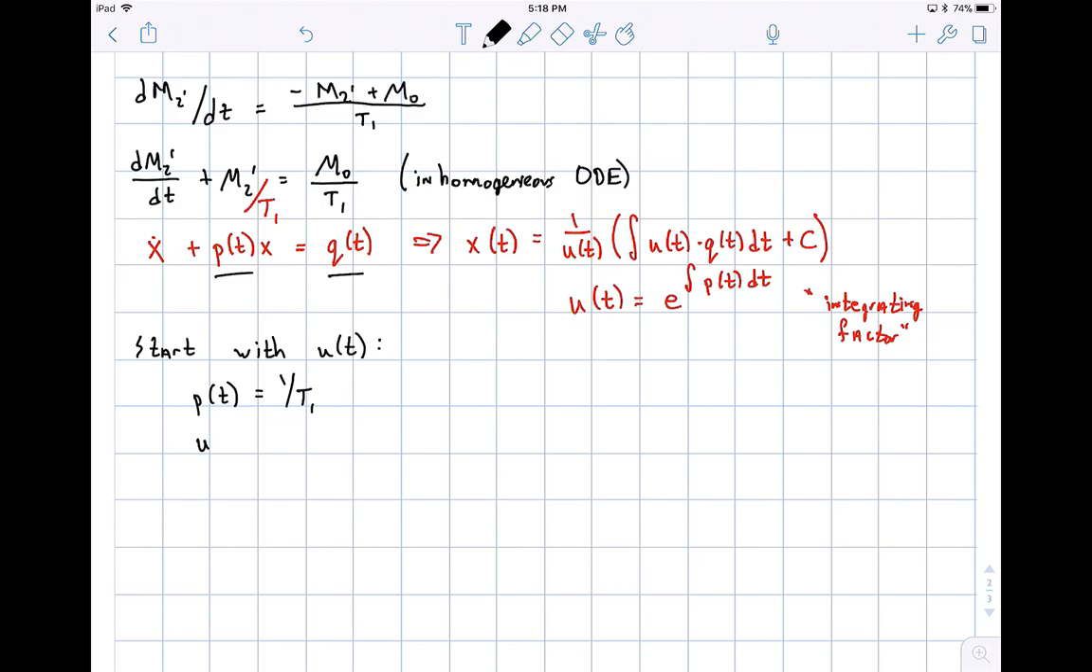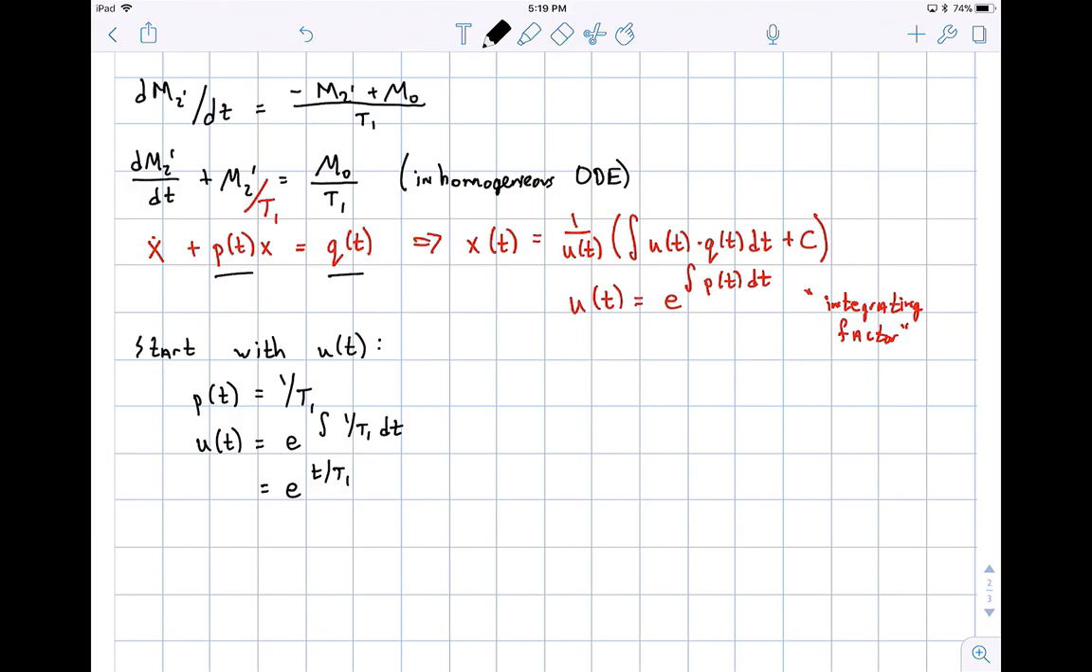And that's convenient because now we can evaluate u of t, and u of t is just e to the integral of 1 over t1 dt. That was our definition for u of t to begin with, and that just looks like e to the t over t1. So far, so good. We understand what that u of t function would look like.